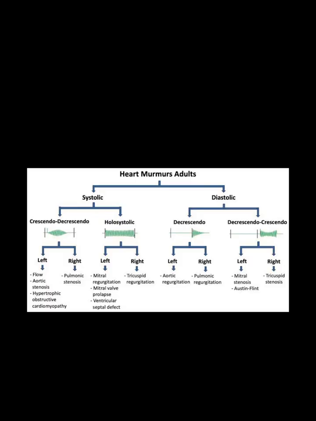Murmurs are classified based on their timing in the cardiac cycle, that is, systolic, diastolic, or continuous. They are further categorized by their intensity, pitch, and quality. Murmurs are commonly a sign of underlying pathology.